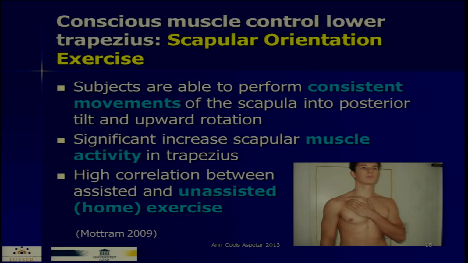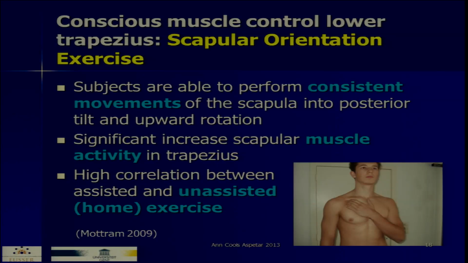It's an exercise in which we teach the patient to perform a corrective movement of the scapula. She found out, performing 3D analysis and also EMG analysis, that to start with, subjects are indeed able to perform consistent movements into posterior tilt and upward rotation. So if you teach that exercise to your patient, that will result in an upward rotation and a posterior tilt necessary to avoid impingement.